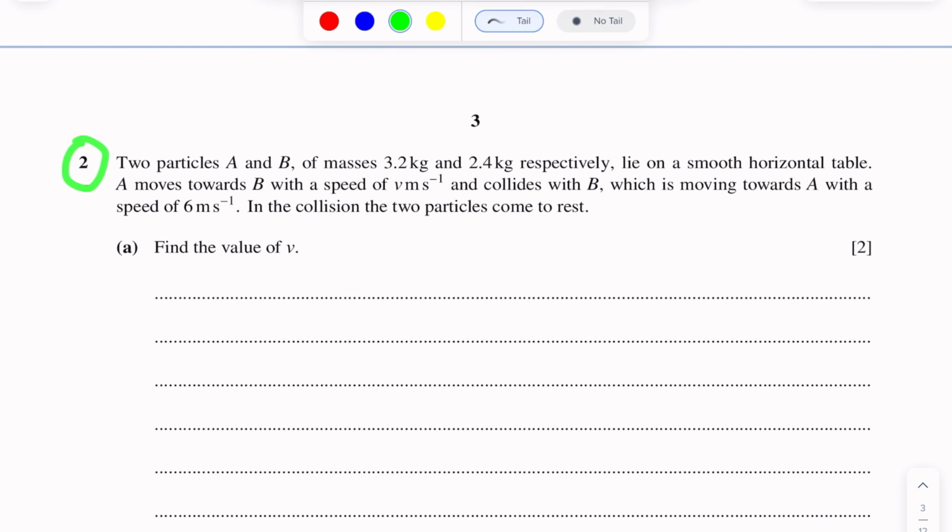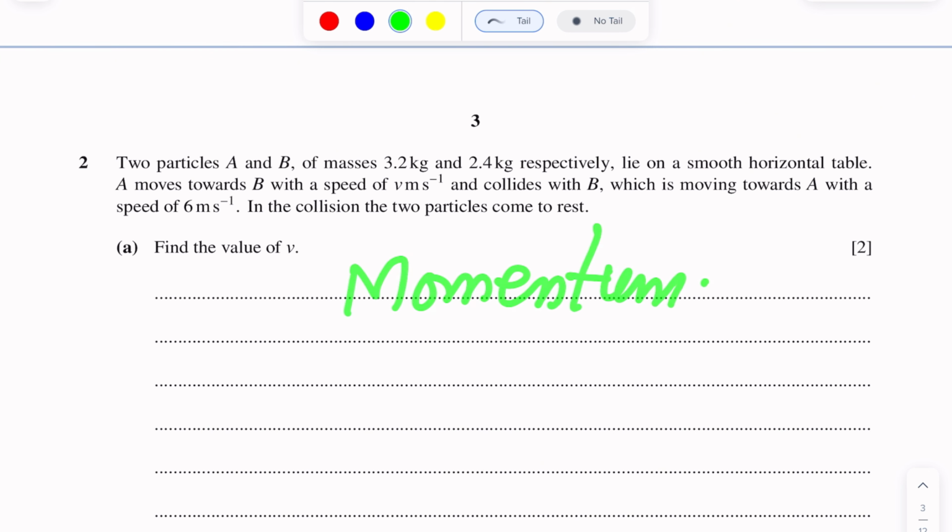Question number 2. This question is from chapter Momentum. In this chapter, we will use the law of conservation of momentum.